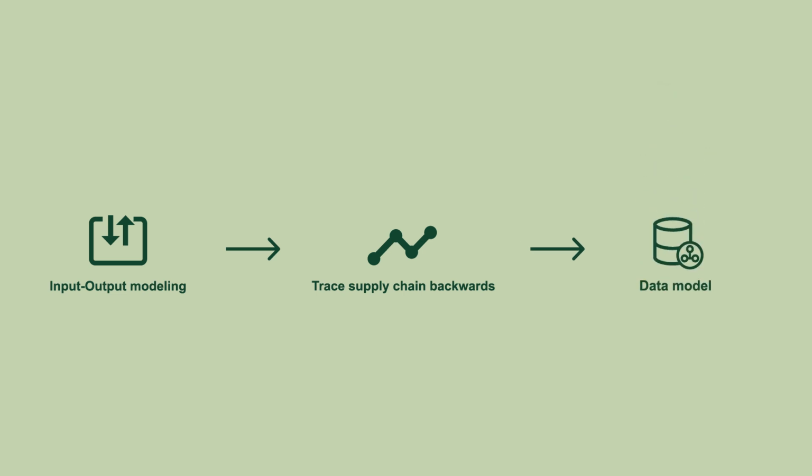We now know the input-output table. Let's look at input-output modeling. The strength of I/O models is that they can trace the supply chain backwards, based on limited information. First, we need a data model of the company.